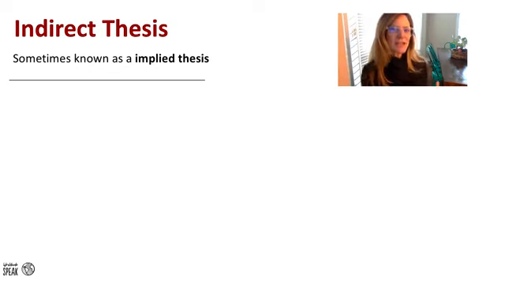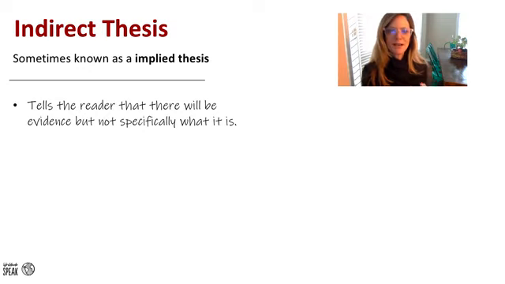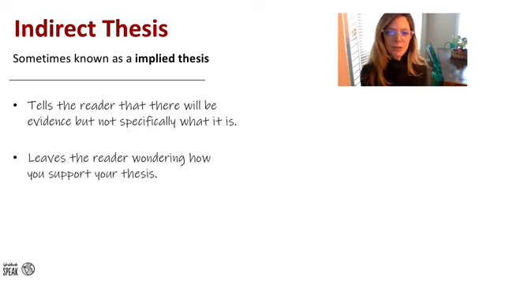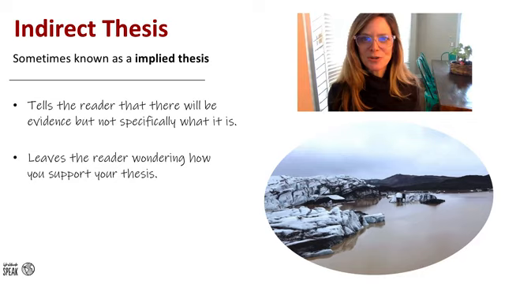So why is this an indirect thesis or an implied thesis? Well, it tells the reader that there'll be evidence, but not specifically what it is, as opposed to the direct thesis where you tell them exactly what your reasons are. It leaves the reader kind of wondering how you're going to support this thesis, so they need to read on to figure that out.